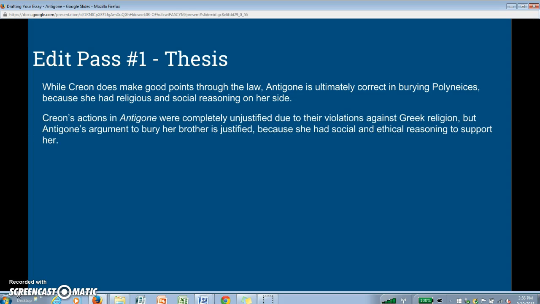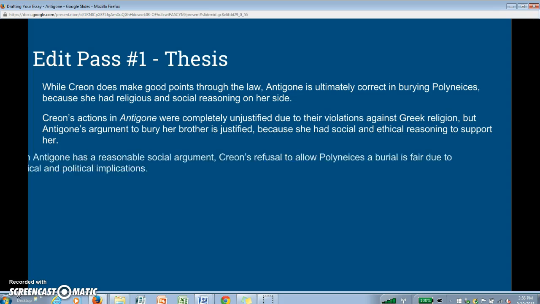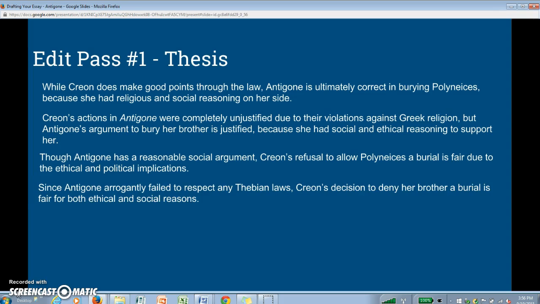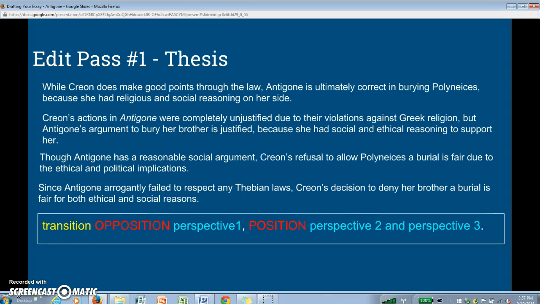There is also another thesis where you could say Creon is completely wrong and Antigone is completely right. You could write a thesis that says Antigone is sort of right, but Creon is more right. Or you could have a thesis that says Antigone is completely wrong, while Creon is completely right. So there are 4 different variations of theses that you could potentially write. However, all of them are going to follow a very similar format.